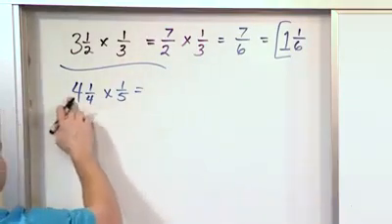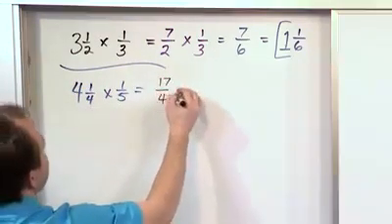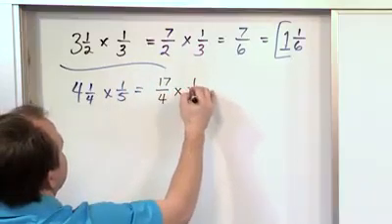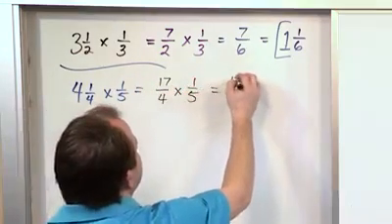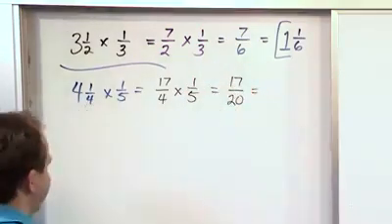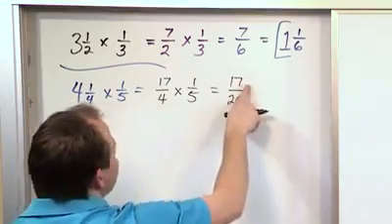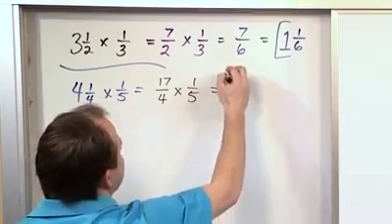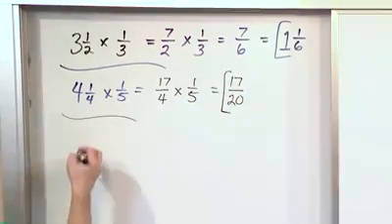4 times 4 is 16, plus 1, 17, you write it over 4, and you multiply by 1/5, same as we always have. And now 17 times 1 becomes 17, 4 times 5 becomes 20. And then this is 17/20. Now there's nothing else to do here because it's not an improper fraction, and I can't simplify this anymore, so we just circle the answer, 17/20.